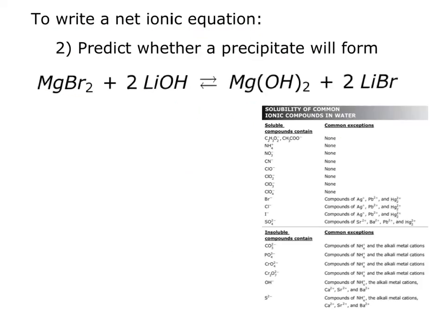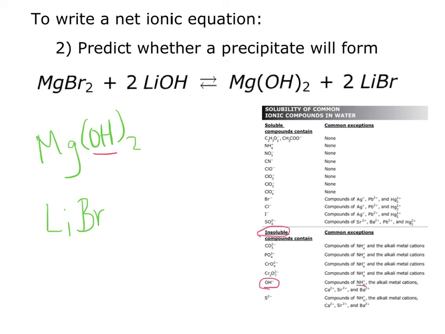Now I've got to predict whether a precipitate will form. Again, I'm looking only at the products. I can assume that the reactants are already checked and they're already soluble. So I have Mg(OH)2 and LiBr. Let's start with OH, hydroxides. So there they are down at the bottom. Hydroxides are generally insoluble except for ammonium, group 1, calcium, strontium. None of this is those, so that means this is insoluble. This will be a precipitate.